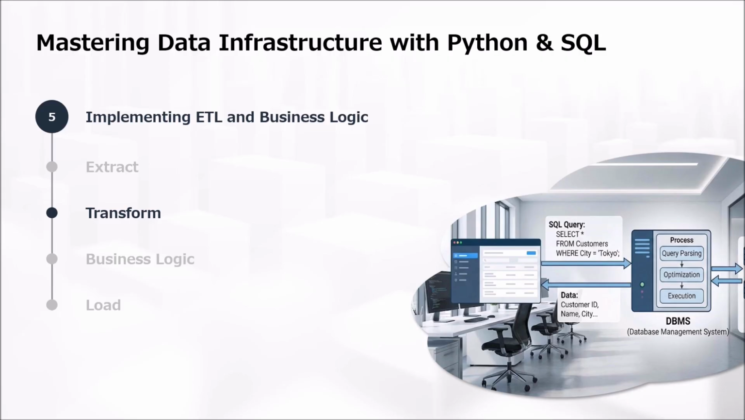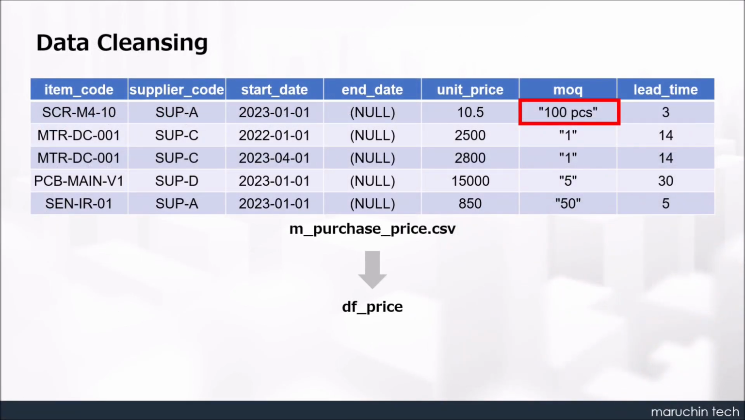Next, let's talk about data cleansing. Here is the purchasing price master table we will be cleansing in this hands-on. The data for screws contains 100 pieces, which includes non-numeric characters. If a cell that should contain a number holds text instead, it will cause an error during calculation. Therefore, we need to eliminate unnecessary strings. The purchasing price master is stored in the data frame named df_price from the previous hands-on.